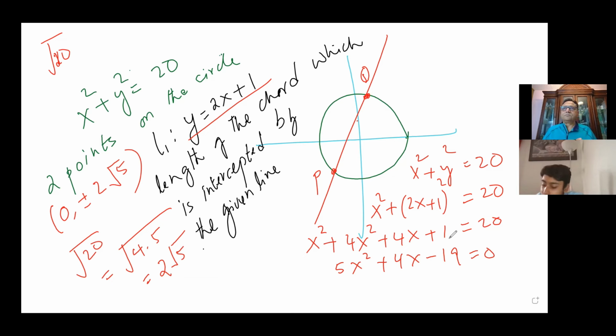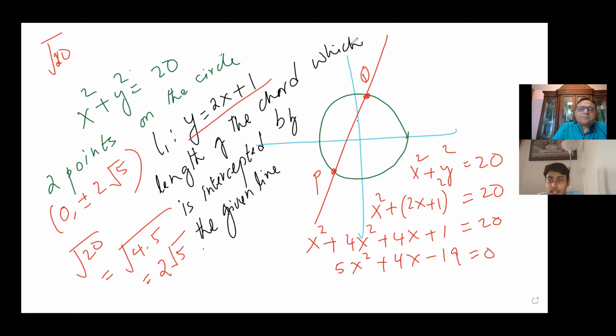I got 5x squared plus 4x equals 19, sir. Yeah, so you bring 19 to this side, it becomes a quadratic equation, and then you can find the value of x, correct? Yes, sir. So use the quadratic formula and then find the answer. You remember the quadratic formula? No, sir, we didn't learn that yet. Oh, okay. I'm not sure whether this is factorable or not.